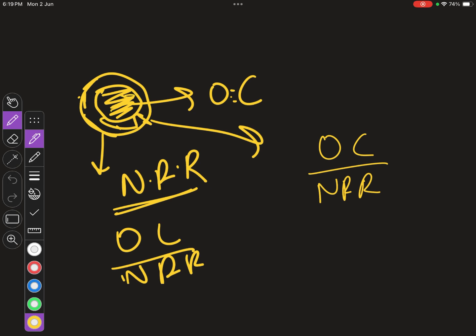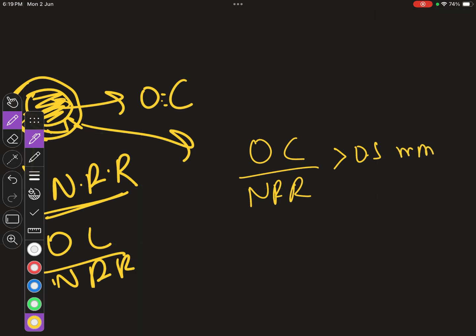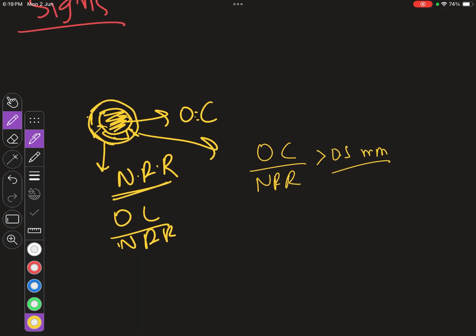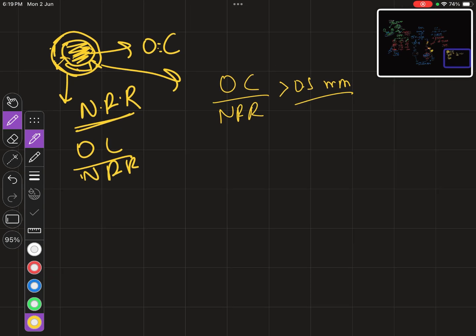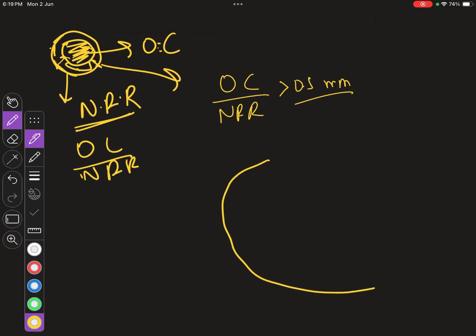there might be some diameter of this and there might be some diameter of this. So this ratio starts increasing, and when it becomes more than 0.5 mm, then this is a clear cut sign that glaucomatous changes are occurring. And also there is one more thing. I should have used an image for this, but I will add it later in my video.